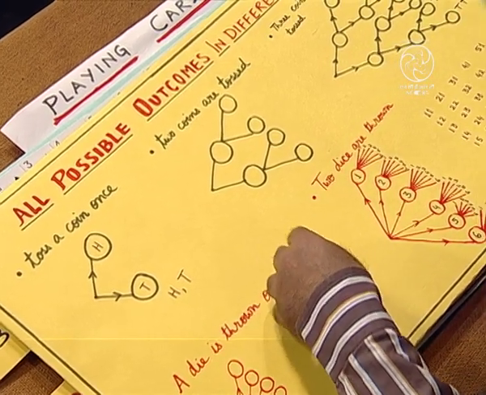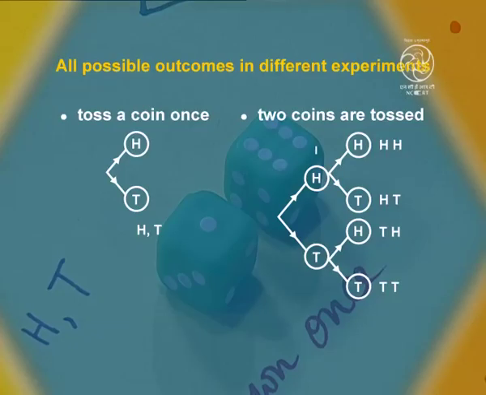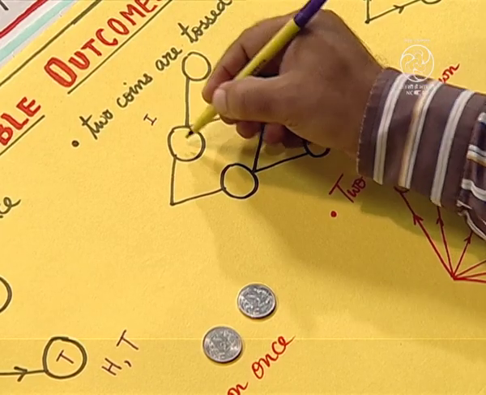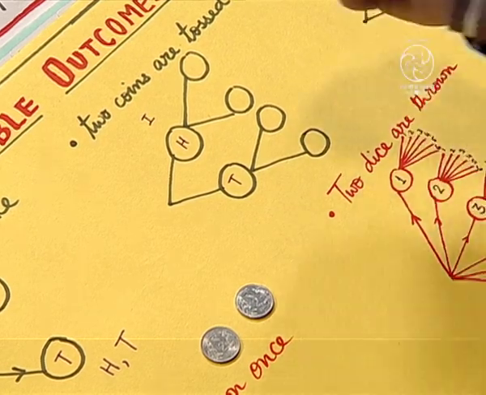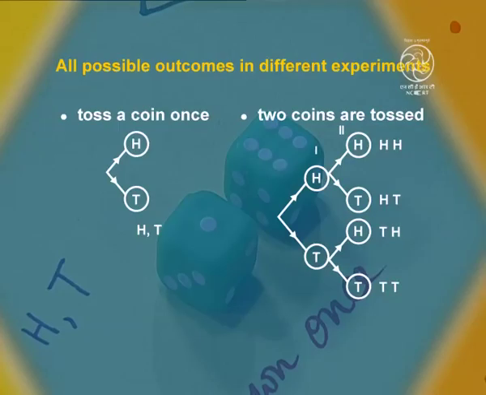Similarly, when 2 coins are tossed simultaneously, we have 4 possible outcomes. These are either both heads, or head on the first and tail on the second, or tail on the first and head on the second, or the final outcome is both tails. We can obtain this again using a tree diagram. In the first toss we will have either head or tail. On the second coin, you will again have head or tail. So these outcomes will be both heads, head tail, tail head, and tail tail.